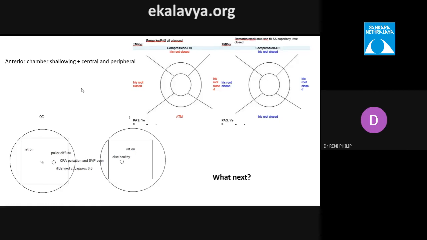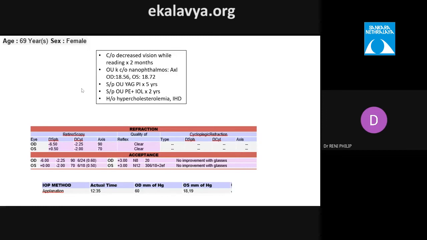The fundus image shows a pale disc with spontaneous arterial pulsation in the right eye, and in the left eye the disc was healthy. So, what do you want to do next for this patient? Hello, please answer. Ma'am, it's primary angle closure glaucoma in the right eye. Why do you say it is primary angle closure glaucoma? Ma'am, because the optic nerve damage is there. Yes, there is glaucomatous damage.